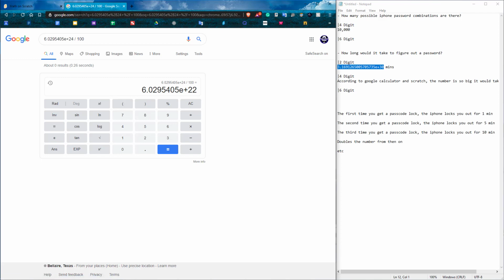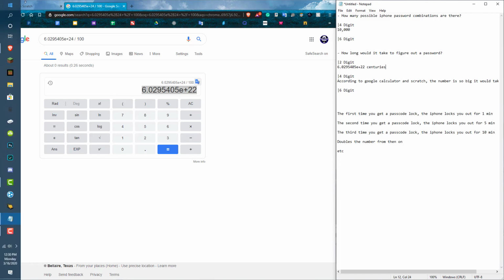So yeah, it'd take you 6.0295403E plus 22 centuries just to figure out, assuming you got it right on your last try. Assuming you got it right on your last try, it'd take you 6.0295405E plus 22 centuries just to get a 2-digit password correct on an iPhone, which is an insanely large amount.